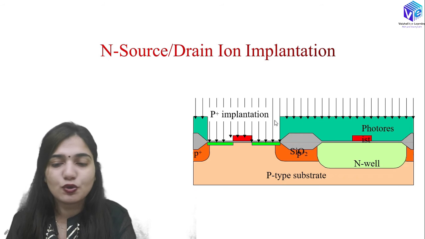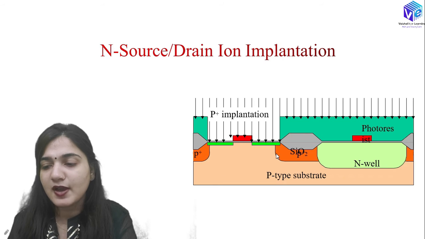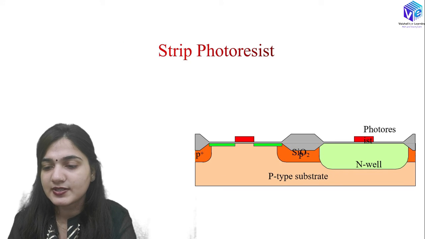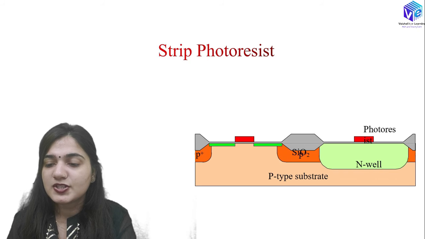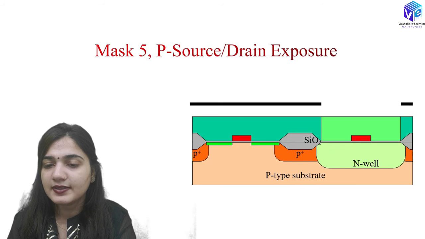So this mask is no longer required. This mask has already served its purpose. So now again we are moving towards the photoresist coating cycle. First of all I will be stripping off the photoresist, then I will be again coating the photoresist layer, and then I will be using mask 5 for the P type source and drain exposure.